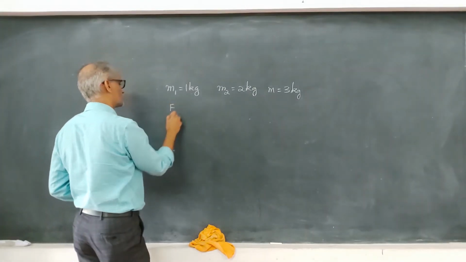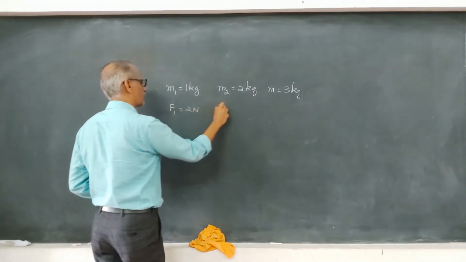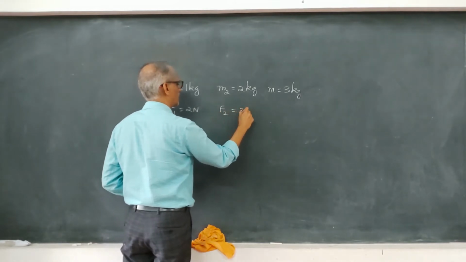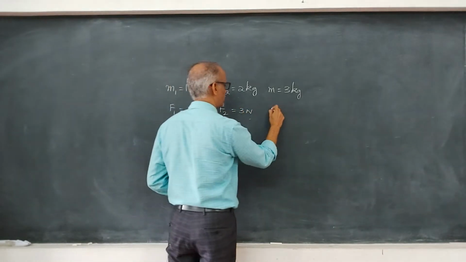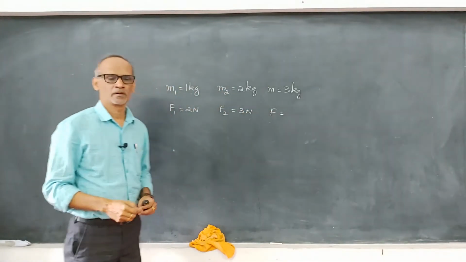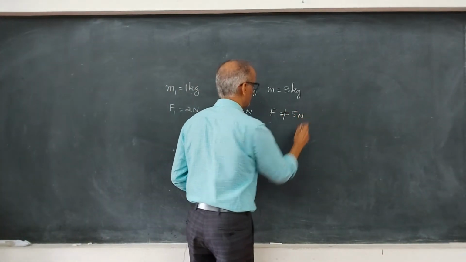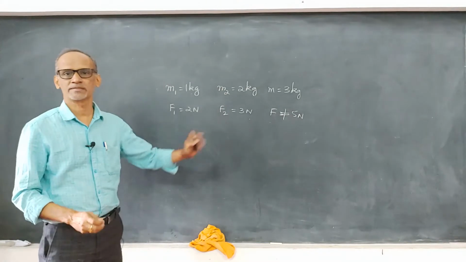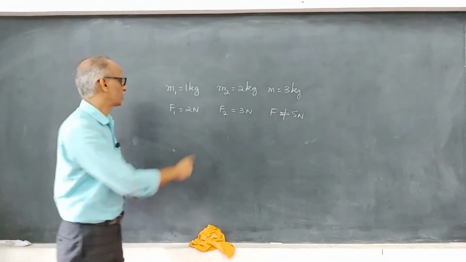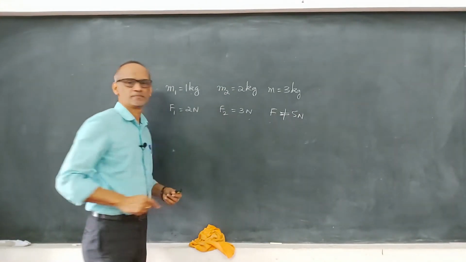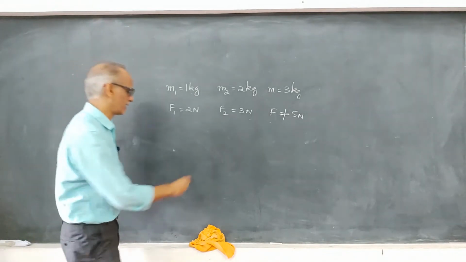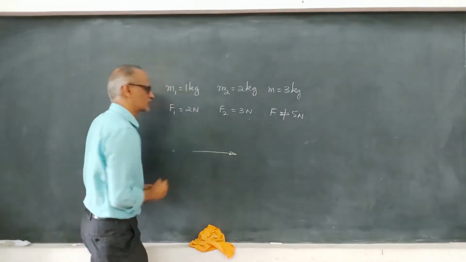If I take a force of 2 Newton and another force of 3 Newton, what is the net force? It need not be 5 Newton. It may be equal to 5 Newton, but it is not always 5 Newton. Why? Because force is a vector. It has a magnitude and a direction.